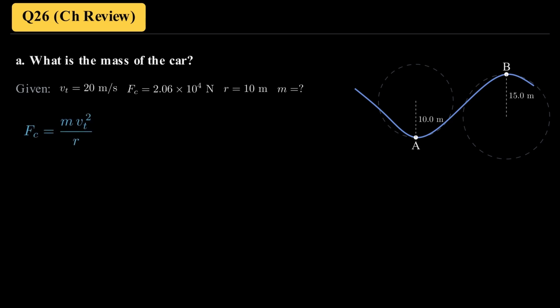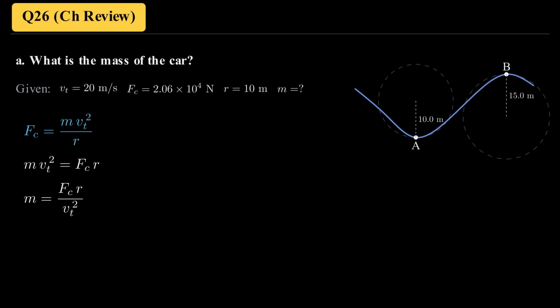So Fc is equal to mVt squared divided by r. Now you are trying to find mass, so mass multiplied by Vt squared is equal to Fc multiplied by r. Divide both sides by Vt squared, so mass is equal to Fc multiplied by r divided by Vt squared. Now just simply plug in the values you have.